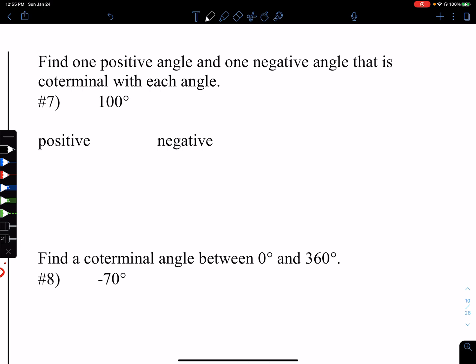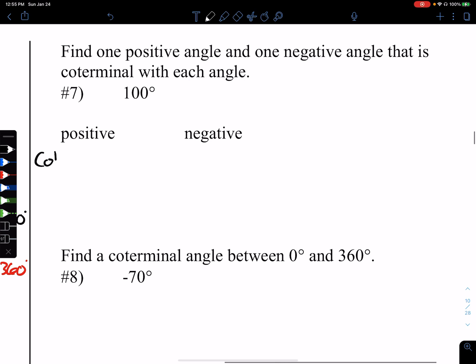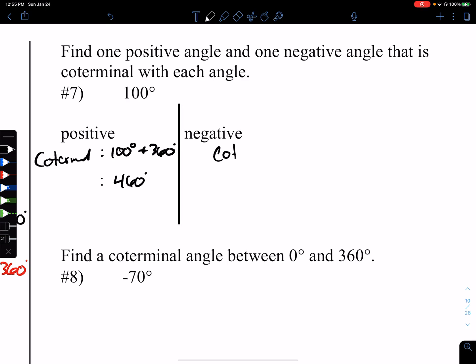Number 7, find one positive angle and one negative angle that is coterminal with each angle. Well, to find a positive coterminal angle, I'm going to take this 100 and I'm going to add a revolution to it. Someone else could have added 2 revolutions to it, or 4 revolutions, or 1,000 revolutions. There's an infinite number of correct answers for this. To find a negative coterminal angle, I'm going to subtract a complete revolution from this. I get negative 260 degrees. Someone else could have subtracted multiple revolutions.